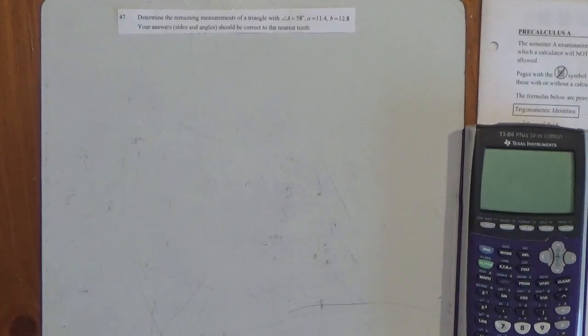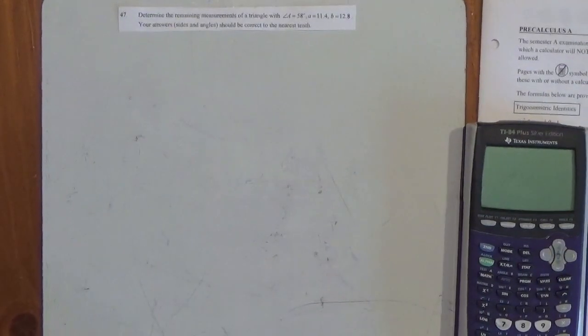Alright, problem number 47, determine the remaining measurements of a triangle with angle A being 58 degrees, side A 11.4, side B 12.8. Your answer, sides and angles, should be correct to the nearest 10th.